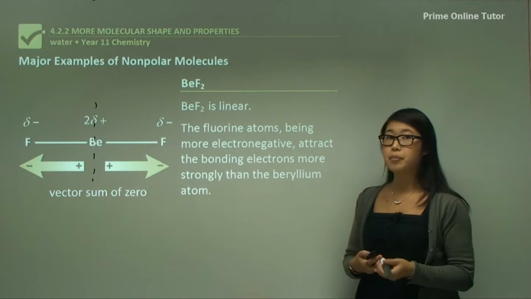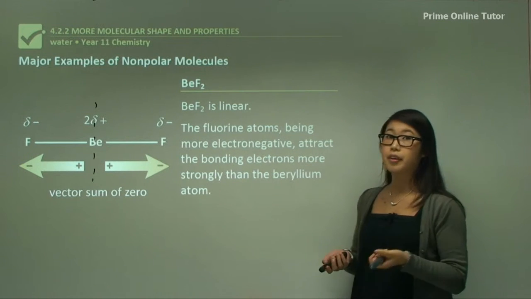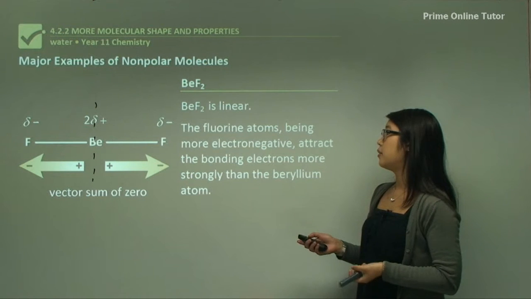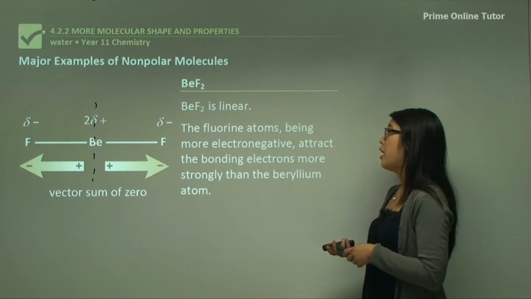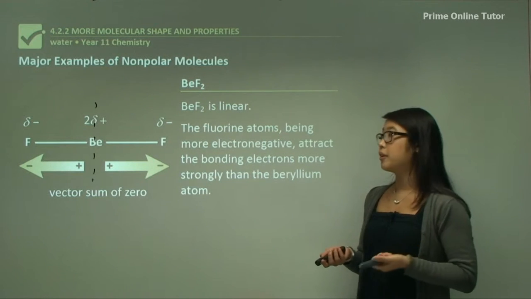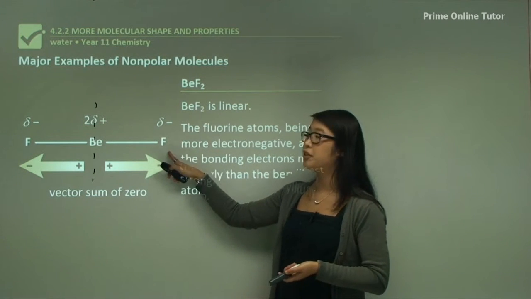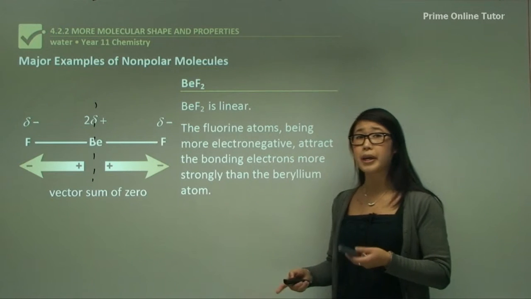The fluorine atoms and the beryllium atom are bound together in a covalent bond, and because fluorine is a very electronegative atom, we know this from the table before, it's going to pull the electron closer to it. So there's going to be a slight negative charge over each fluorine atom compared to the beryllium atom.